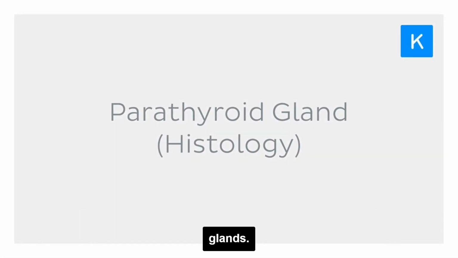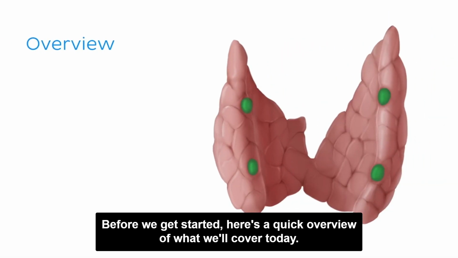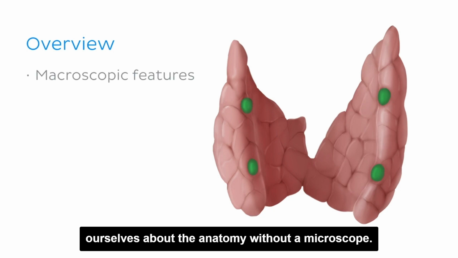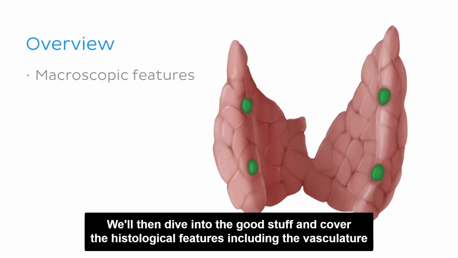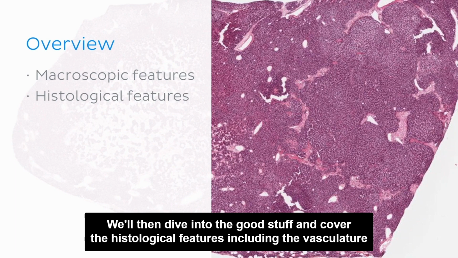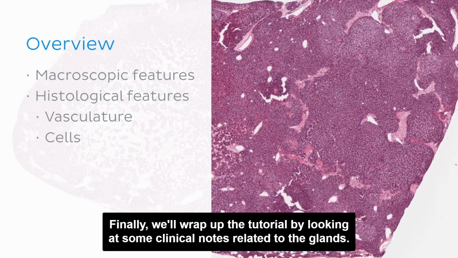Before we get started, here's a quick overview of what we'll cover today. We'll begin by looking at the macroscopic features of the parathyroid glands to remind ourselves about the anatomy without a microscope. We'll then dive into the good stuff and cover the histological features, including the vasculature found in the parathyroid glands, and cells that make up the gland's parenchyma. Finally, we'll wrap up the tutorial by looking at some clinical notes related to the glands.